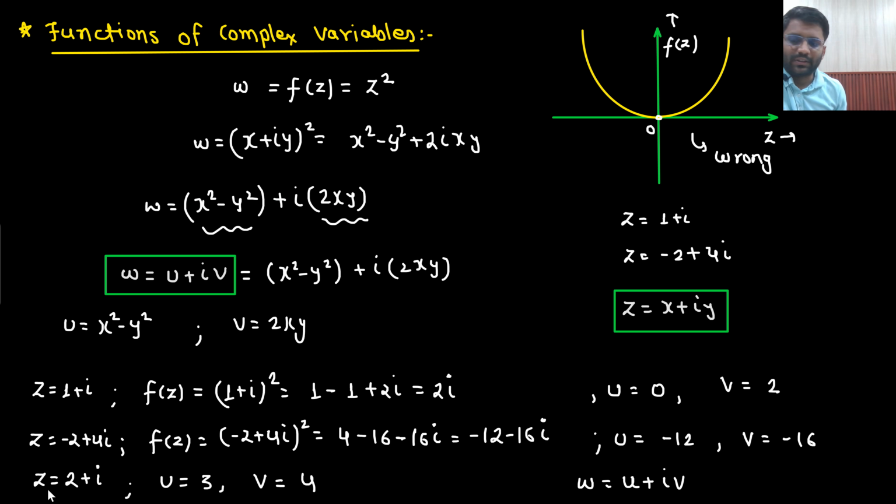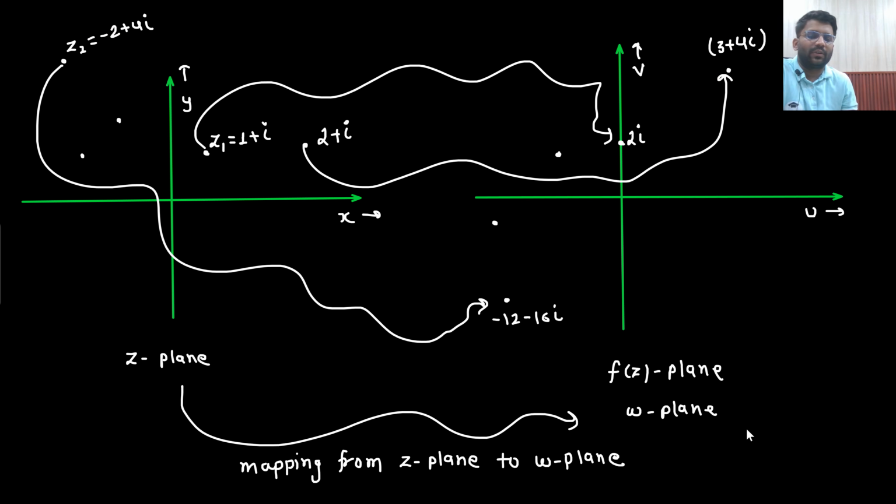Okay, so this was your z, 2 plus iota. You can do the whole square of 2 plus iota, you will get the same answer. Okay, is that understandable to you or not? So f of z could be written as nothing but the value of u is 3 plus iota, the value of v is 4. So 3 plus iota 4. This is where it could be plotted. Understandable? Now what kind of question could be asked?